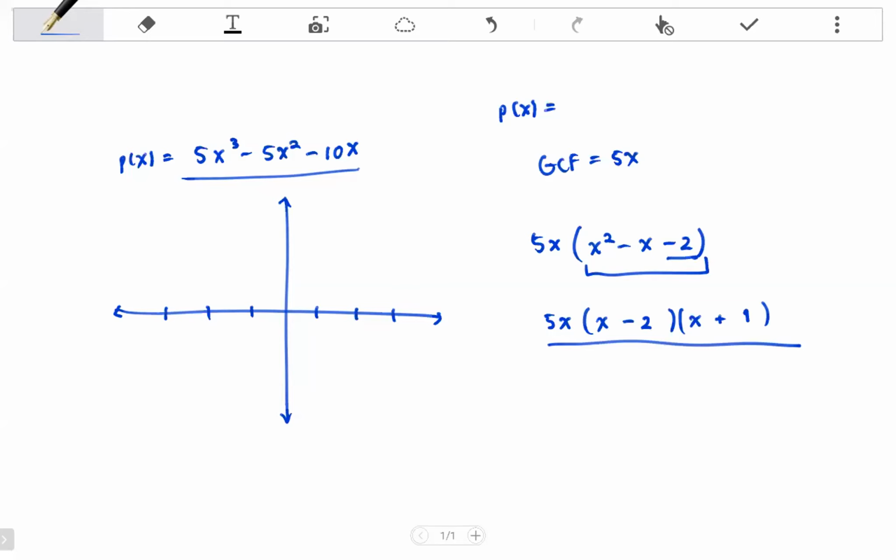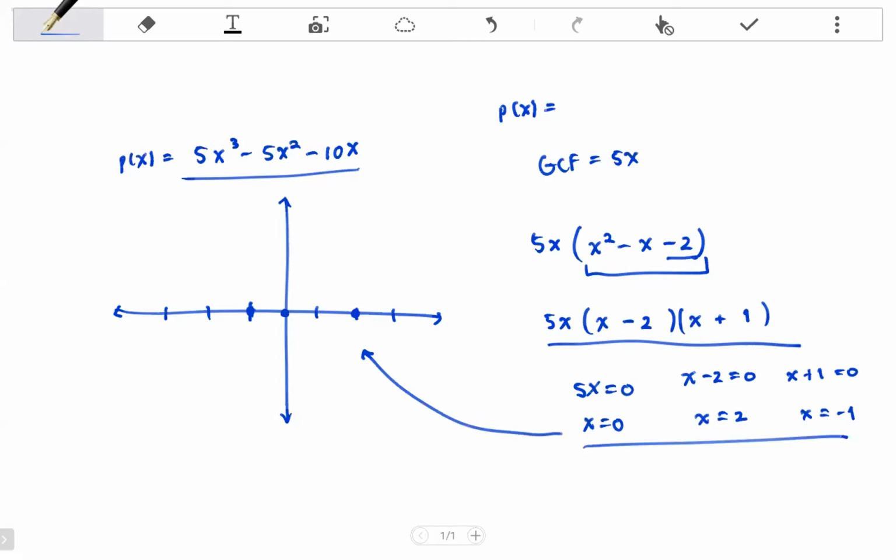So now we just have to plot it on the graph, right? We have 3 points. Where should I plot these points? 0, 2, and negative 1. Right, because 5x is going to equal 0, x minus 2 is going to equal 2, and x plus 1 is going to equal negative 1. So we plot these 3 points onto this graph. Good job.